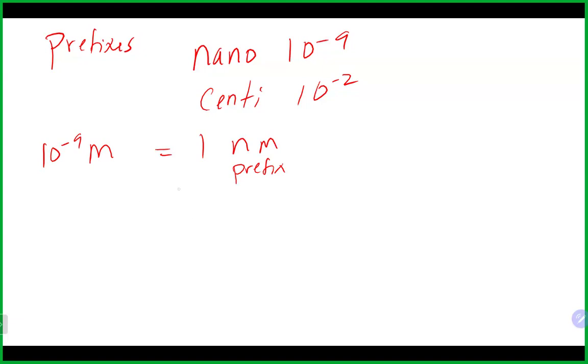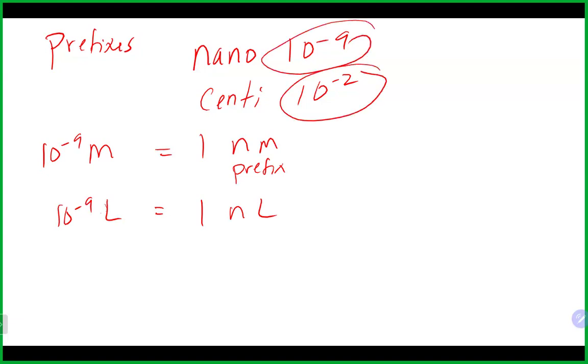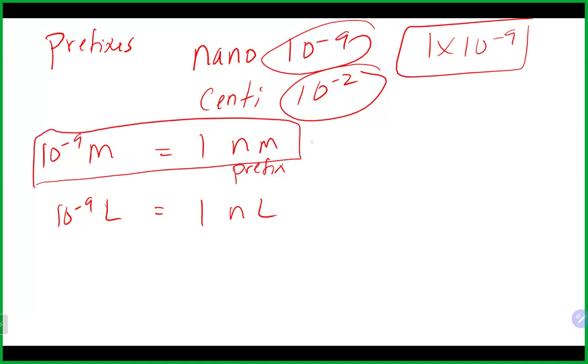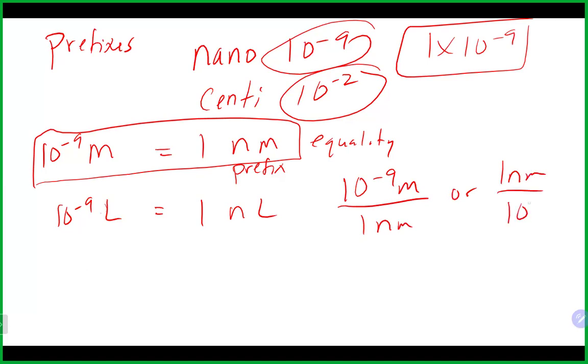Again, it doesn't matter really what the unit is. It could be liters and nanoliters. 1 nanoliter would be 10 to the minus 9 liters. By the way, 10 to the minus 9, 10 to the minus 2, or any of those versions basically is 1 times 10 to the minus 9. If you need to punch it into your calculator, you'd punch it in scientific notation. Remember that we could use these as what is known as an equality. And an equality does give you 2 conversion factors, which would give you 10 to the minus 9 meters over 1 nanometer. Or 1 nanometer is 10 to the minus 9 meters.